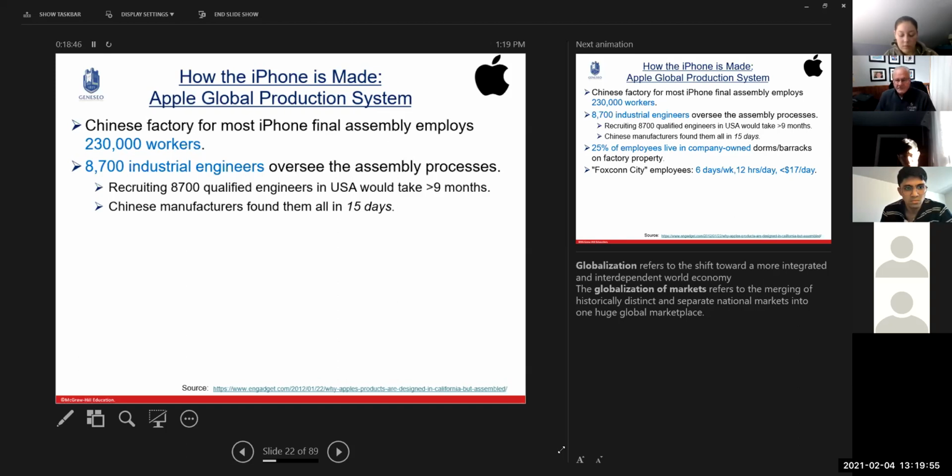If we were to do that in the United States, it would be somewhere near a year before you can get that quantity. And the only way you're going to get that quantity in the United States is to take them away from other companies. And then the other companies struggle.